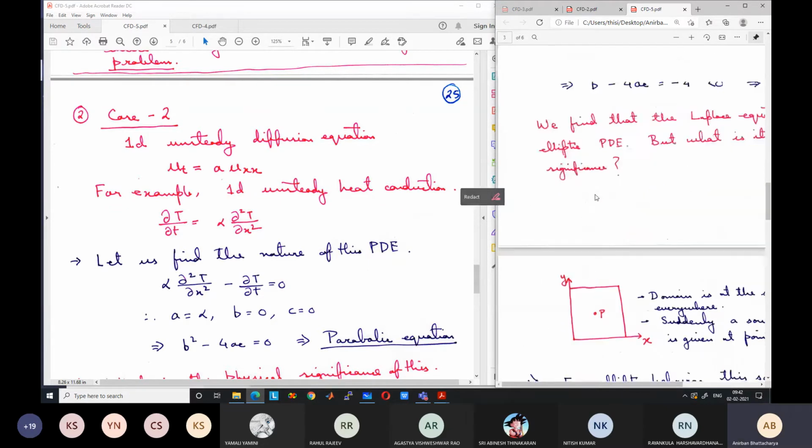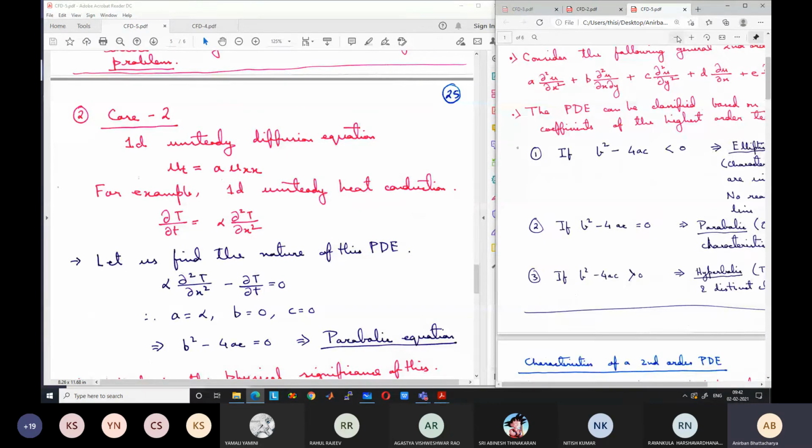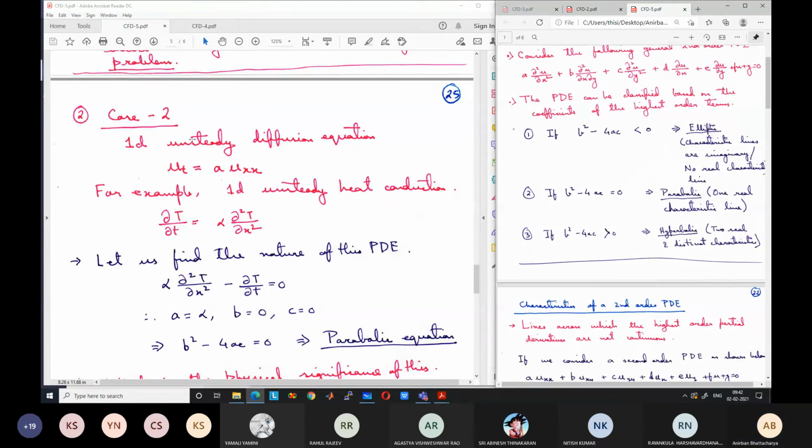So let us consider a second case. Second case is the unsteady conduction equation, the 1D unsteady diffusion equation. What is the equation? I will give an example. Example is 1D unsteady heat conduction. It can be any other diffusion equation also, like chemical diffusion or any species diffusion. But for this case, for simplicity, we will take the heat conduction equation.